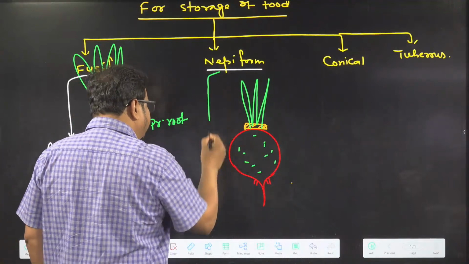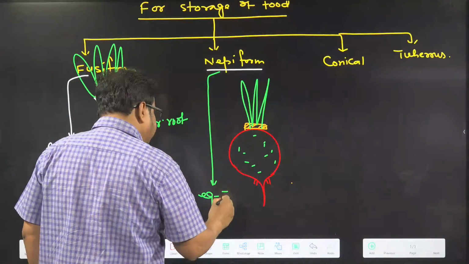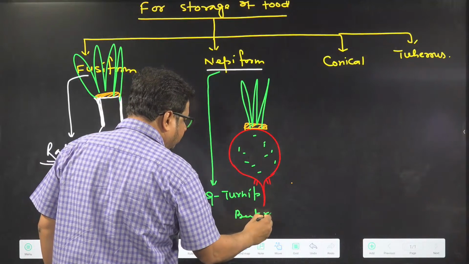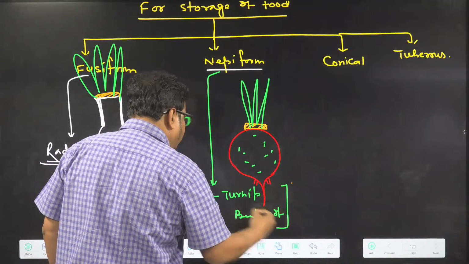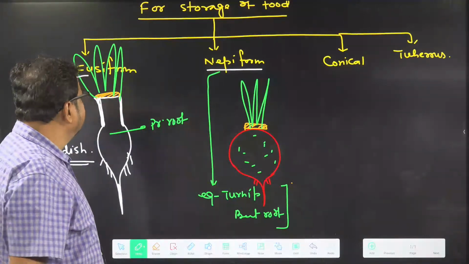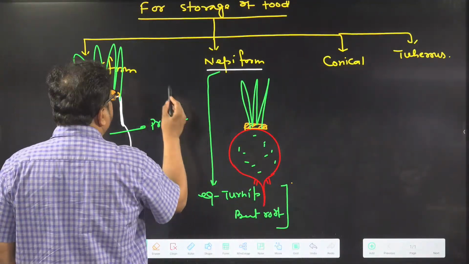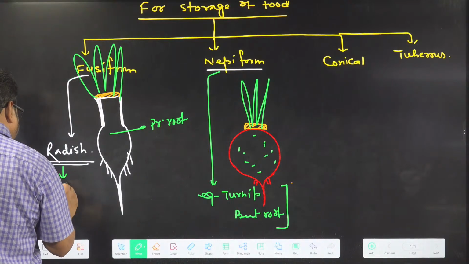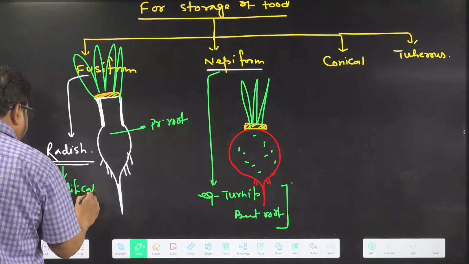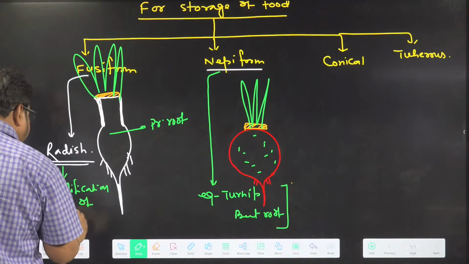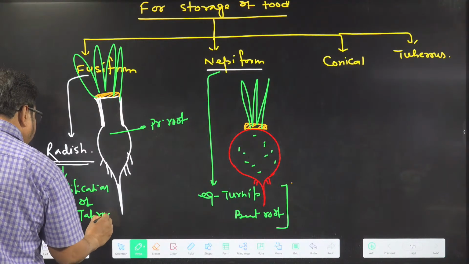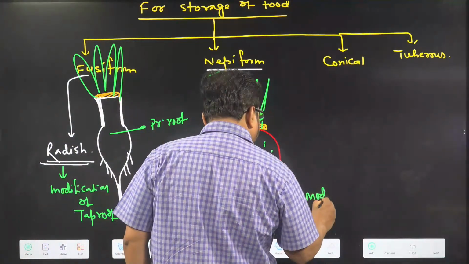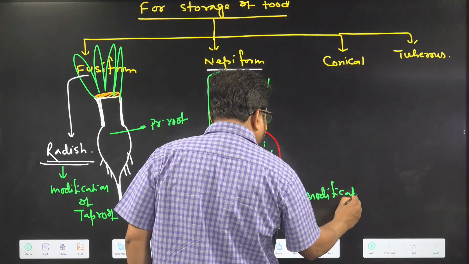So the example of napiform is which one? Example is turnip. And also which one? Beetroot. So turnip and beetroot are examples of which kind of modification? And these all are modifications of which one? Taproot. Radish is a modification of taproot. Taproot looks like this, na? Turnip is also a modification of taproot. Beetroot is also a modification of taproot.